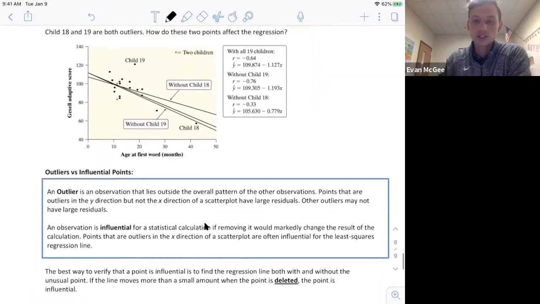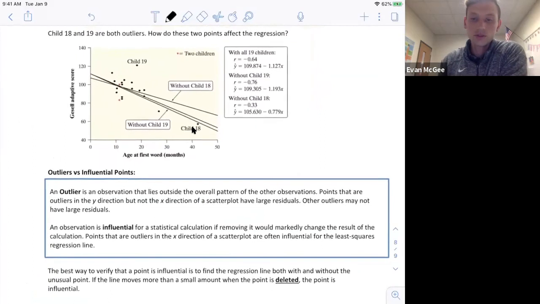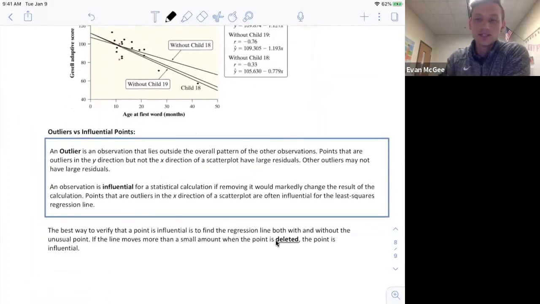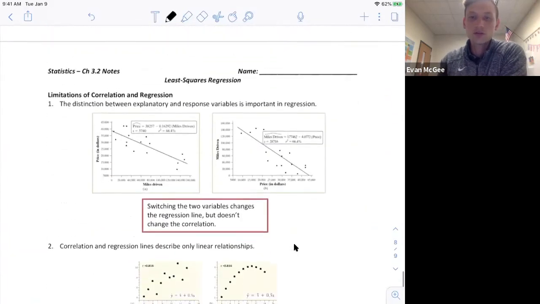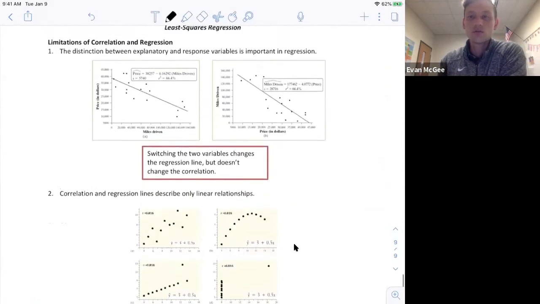And that's what I've just summarized right here. Outliers in terms of x may not have large residuals, but they are more influential on the regression equation. The best way, like I said, is to delete the point and see how much the line of regression and correlation change. So there are a couple of limits to regression that I want to make sure I've showed you.